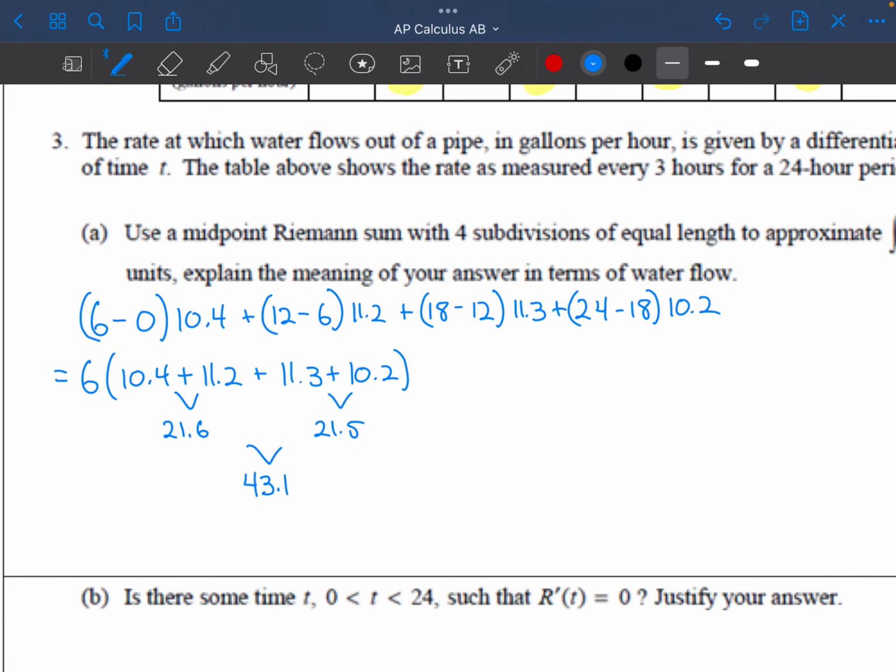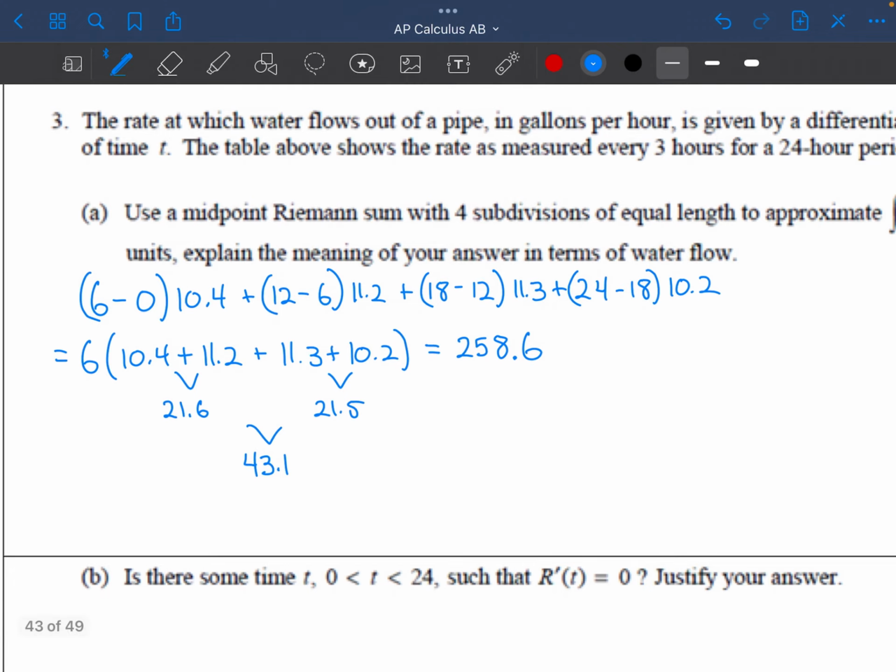43.1, and I still need to multiply by 6 here, and I think I can do that in my head. Let's see how good I am at math. I see the 6, and then 6 times 3 is 18, so the decimal point is going to go right here. 18, carry the 1, 6 times 4 is 24, but I'm carrying the 1, so it's 25. 258.6 is what I'm getting, and I think I did that all right.